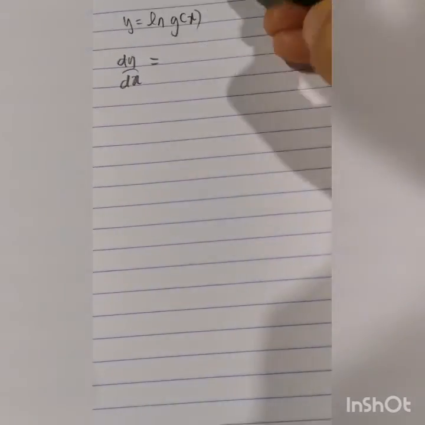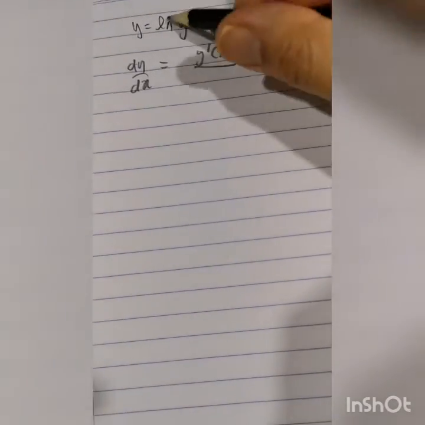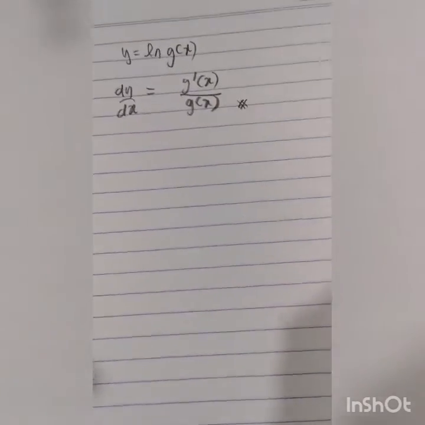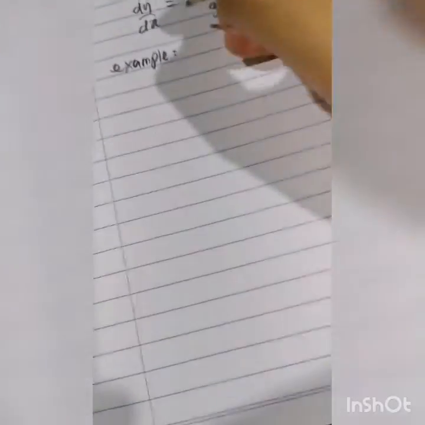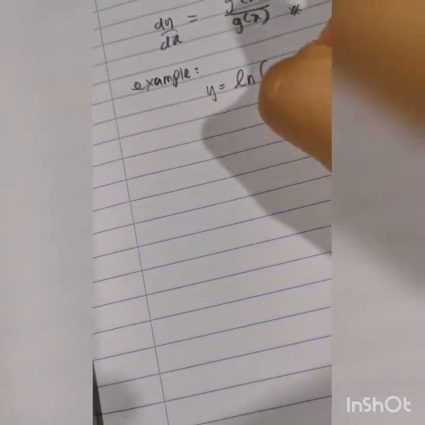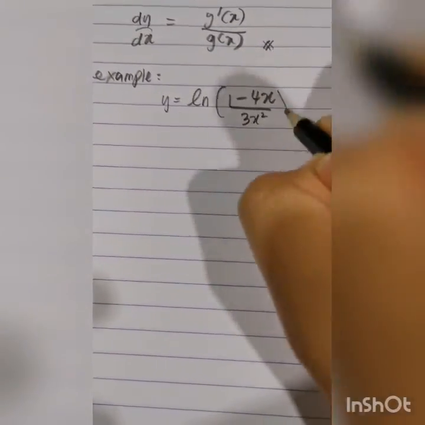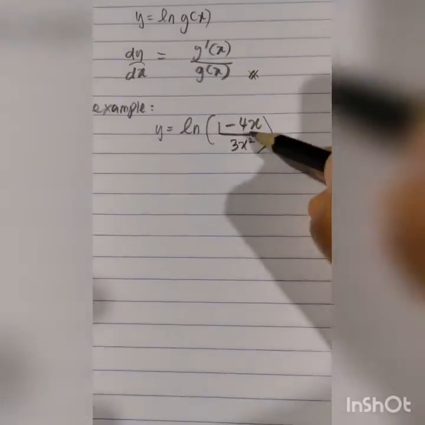Okay, now we want to differentiate y = ln g(x). dy/dx equals, we differentiate g(x), we get g'(x), and differentiating ln g(x), we get 1 over g(x). So g'(x) over g(x). Okay, now example. If y = ln((1 − 4x) over 3x²), we have to consider g(x) equals (1 − 4x) over 3x².